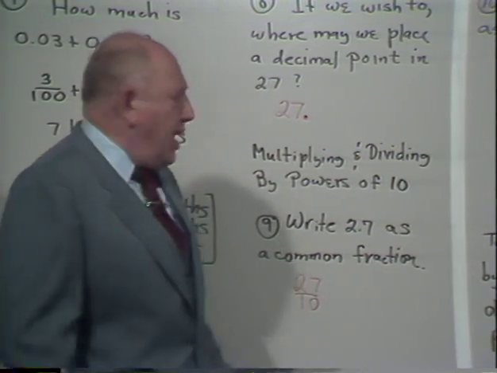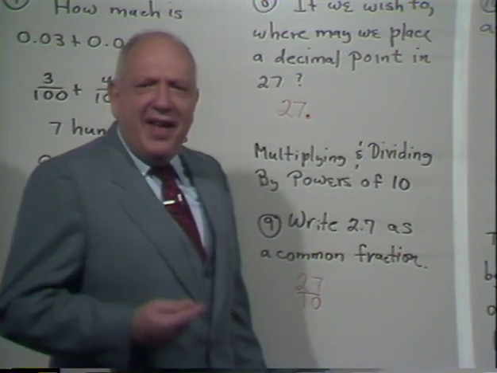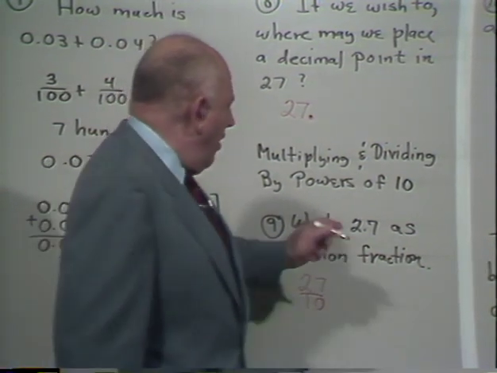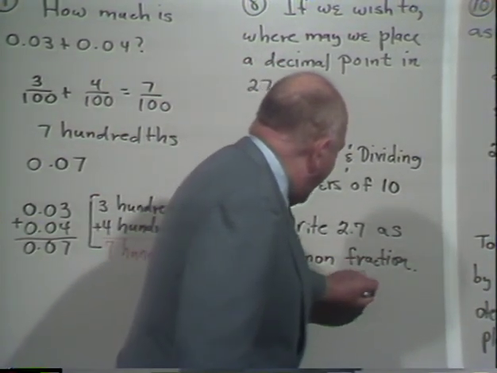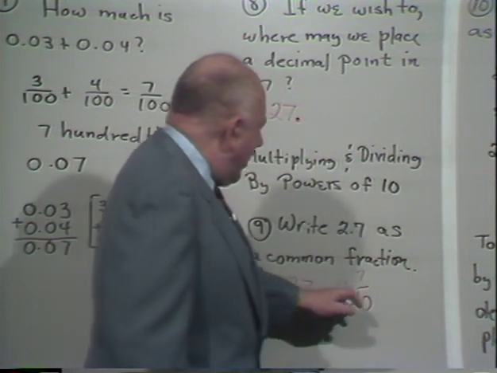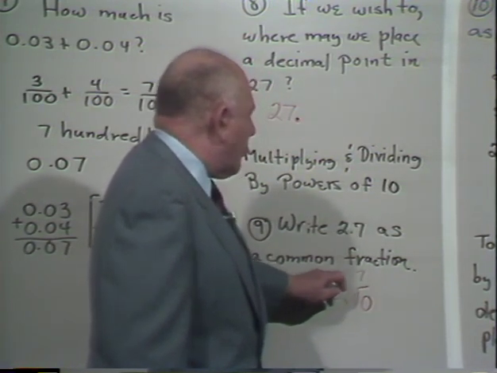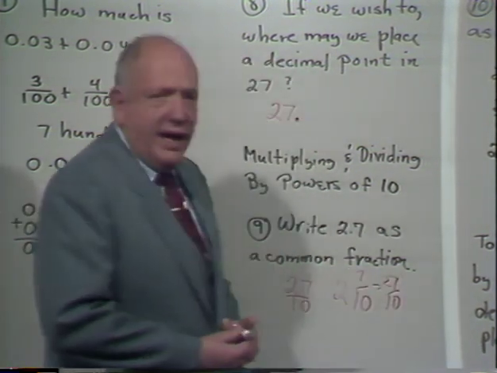By the way, if you have become comfortable with mixed numbers and they're now a second language for you, you're now bilingual, notice that 2.7 is the same as 2 and 7 tenths, and as a mixed number, 2 and 7 tenths is what? 10 times 2 is 20, plus 7 is 27, is 27 over 10.